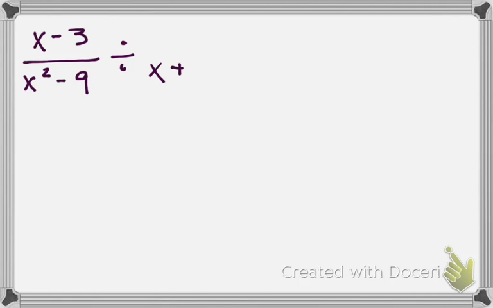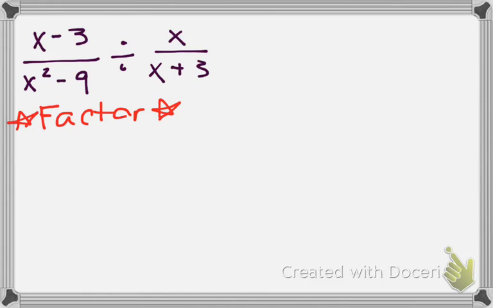We follow the same sort of procedure when we're working with rational expressions. Even though we're not working with just numbers and we have x's and stuff in there, things work very similarly. So for our first example, let's do x minus 3 over x squared minus 9 divided by x over x plus 3. Just like when we're multiplying, our very first step is always to factor first. That's the most important thing for us to start with.